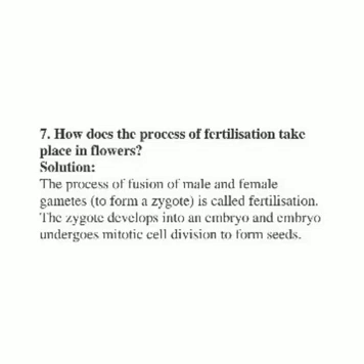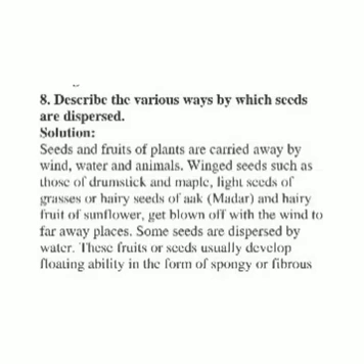Next, write down the seventh question. How does the process of fertilization take place in flowers? Answer, the process of fusion of male and female gametes is called fertilization. The zygote develops into an embryo. An embryo undergoes mitotic cell division to form seeds. Next, write down the eighth question. Describe the various ways by which seeds are dispersed.